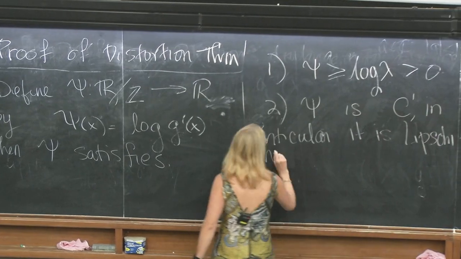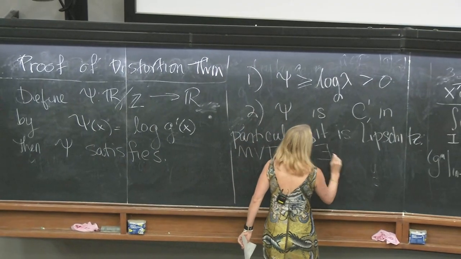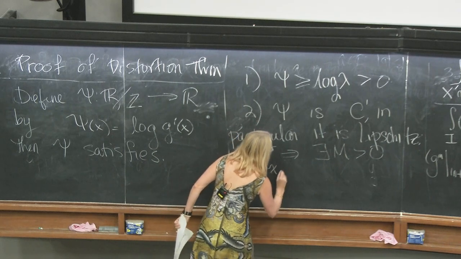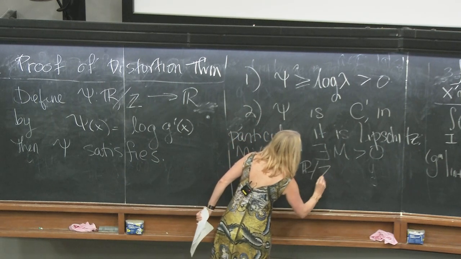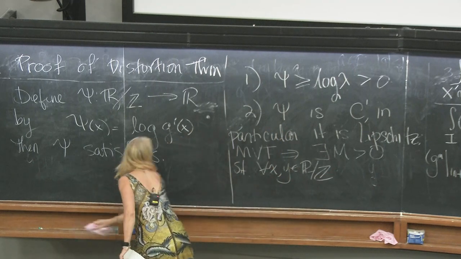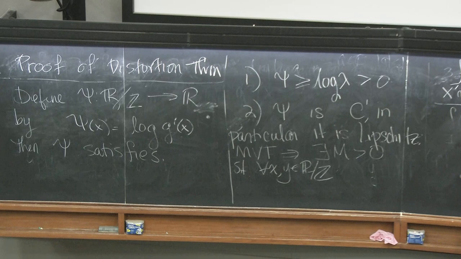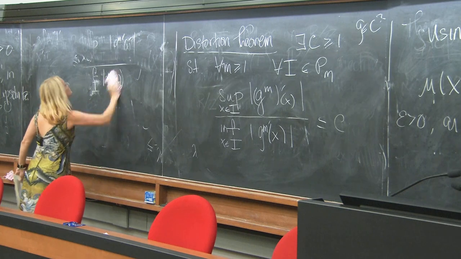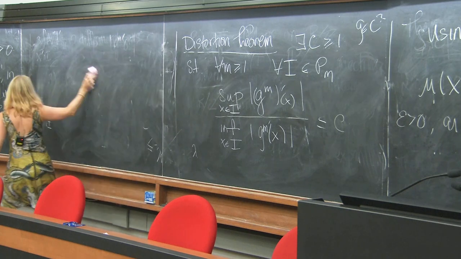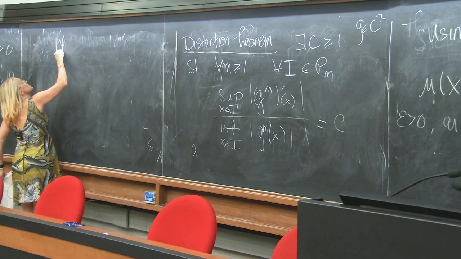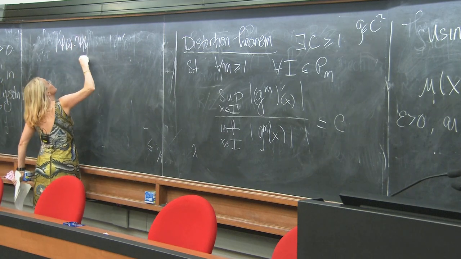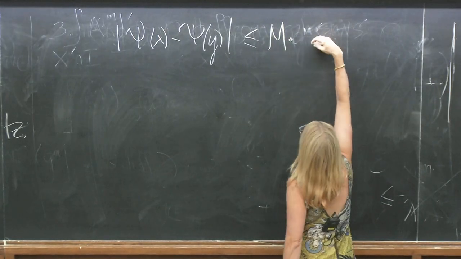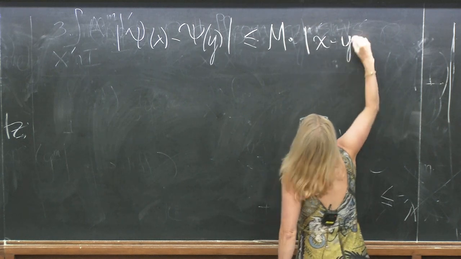So the mean value theorem in calculus implies that there's some constant m greater than zero, such that if I take any two points x, y in the circle, the values of C of x and C of y are within this constant related to the derivative of C times the distance from x to y.